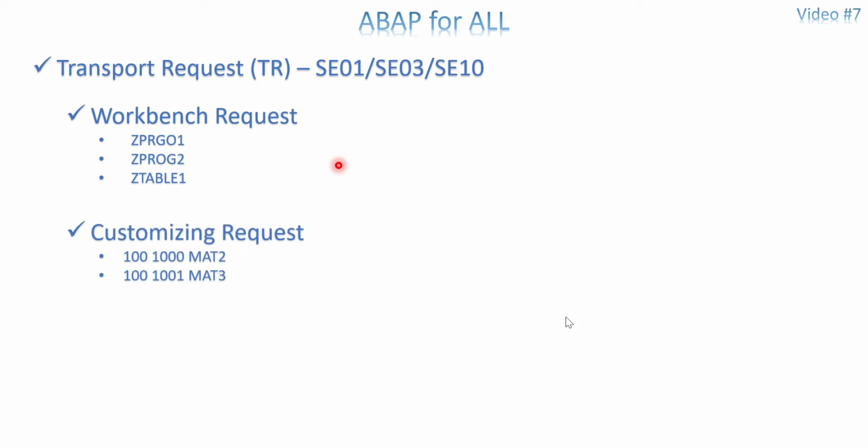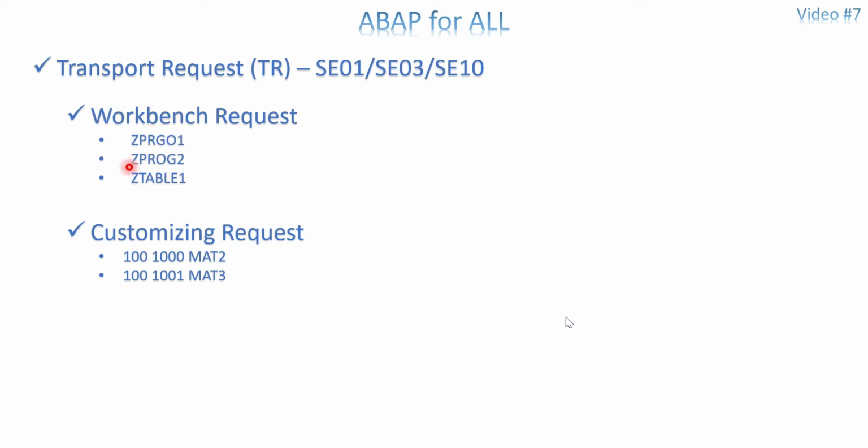Customizing request is for data. If you want to move data, mostly the data belongs to the configuration. If you do any configuration, it leads to data at the end, right? So that data needs to be moved from development to quality as well as to production. So mostly functional people work with customizing requests. Okay, so these are some examples I showed you.